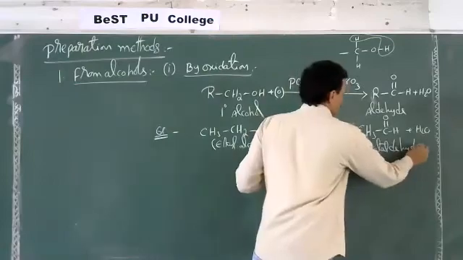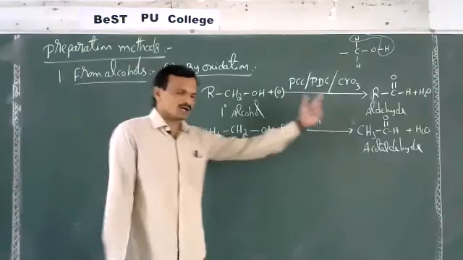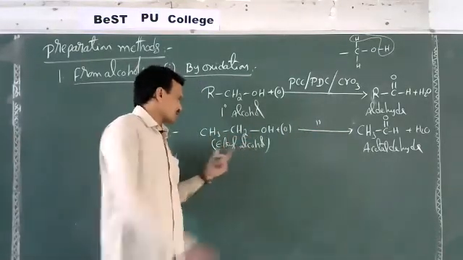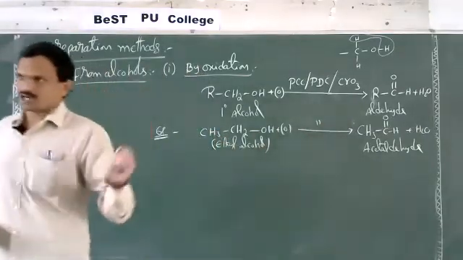Acetaldehyde will be formed. If you take propyl alcohol, you can get propanaldehyde with the same number of carbons. If you take butanol, you can get butyraldehyde like that, with the same number of carbons.